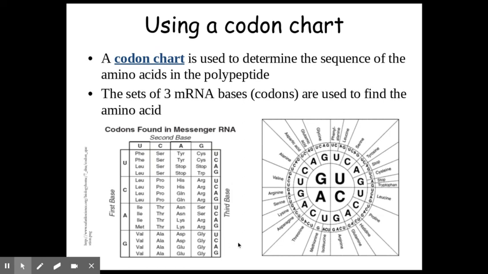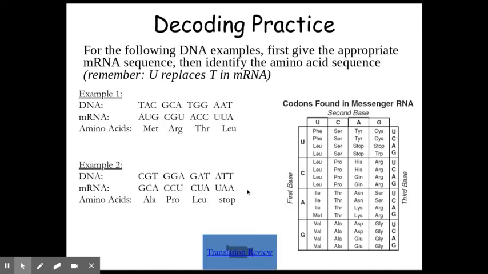So here's an example of how you make your mRNA and you get your amino acids. Remember that U replaces T in mRNA. So wherever you have an A in the DNA, you're going to have a U for your mRNA. So for your DNA here, you have a TAC. That translates to mRNA as AUG. And then you have GCA in DNA. That translates to CGU in mRNA. And then you have TGG, which translates to ACC, and then AAT, which translates to UUA.